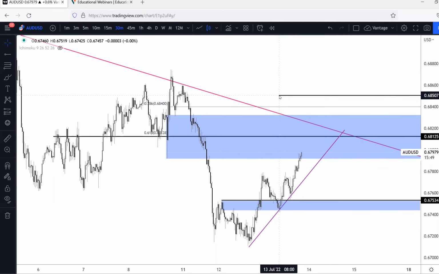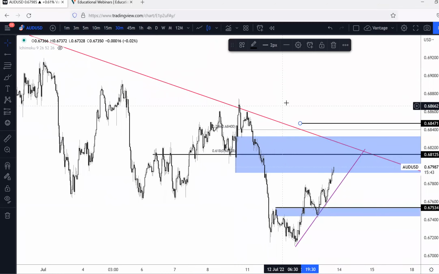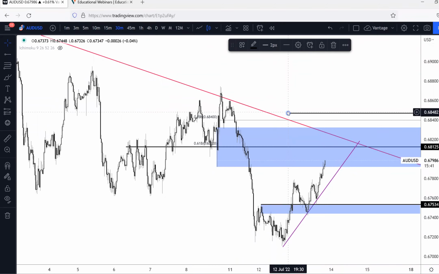Or if you want to put it just above the descending trend line, you can put it here as well, just slightly above the next key retracement. So that is what we have, right?